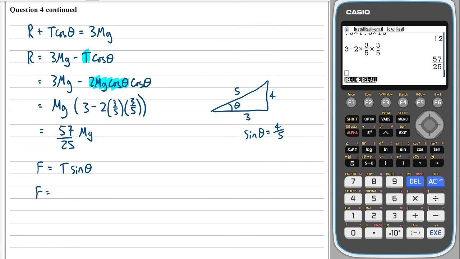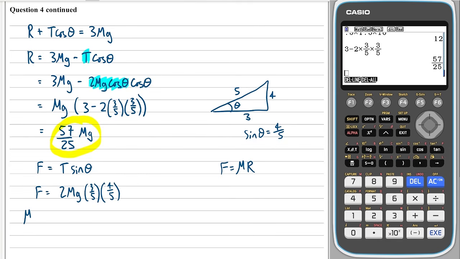And we also know that T from before was 2 mg cos theta, and cos is 3 over 5, times by sine, which is 4 over 5. Now, what is friction? Remember, friction is the coefficient of friction multiplied by the reaction force. And we know what the reaction force is. Well, we've just done it in the question before. The reaction force is this one.